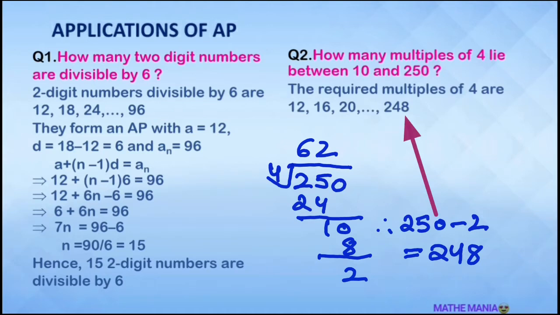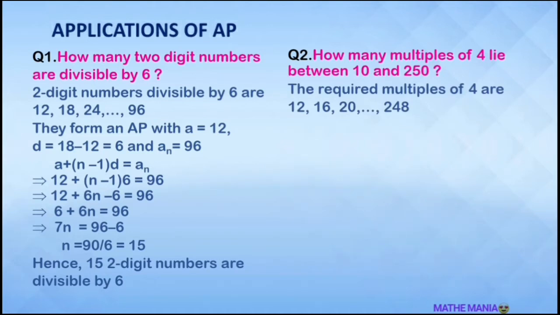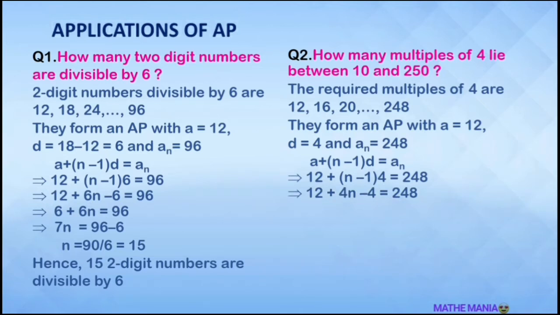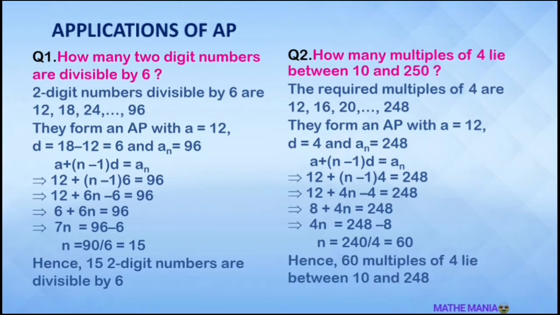Let us suppose that this AP has n terms. That means an is equal to 248. Quickly calculate d and then put the values in the formula a plus n minus 1 d is equal to an. Open the brackets. We get 12 plus 4n minus 4 is equal to 248, or 8 plus 4n is equal to 248, or 4n is equal to 248 minus 8, equal to 240. Therefore, n is equal to 240 upon 4, equal to 60. This means there are 60 numbers between 10 and 250 which are divisible by 4.